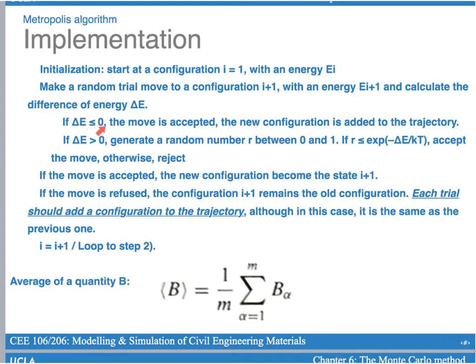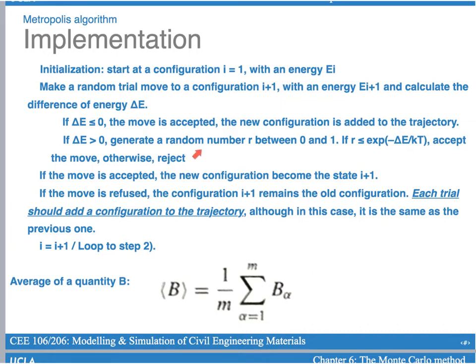If the difference of energy is zero or negative, it means that the new energy is lower than the former energy, so the system is more stable. In this case, you will accept the move, and the new configuration is added to the trajectory. So you will take this new configuration into account when you calculate the average value of the properties. If the energy is actually increasing, so you are going towards a less stable configuration, you will only accept it with a given probability.